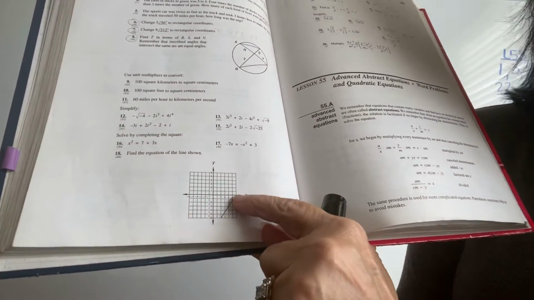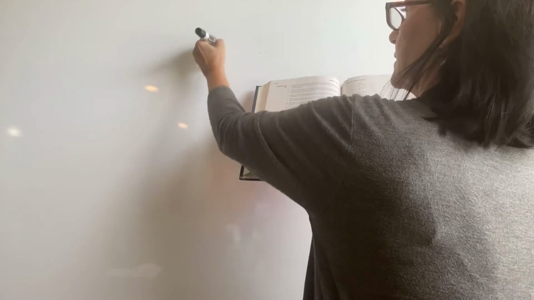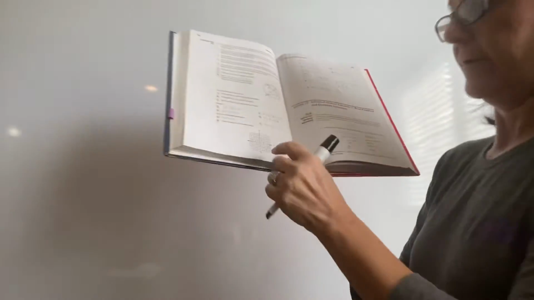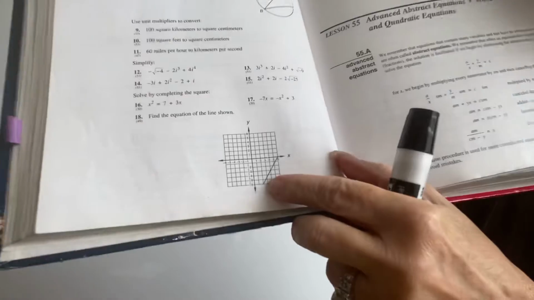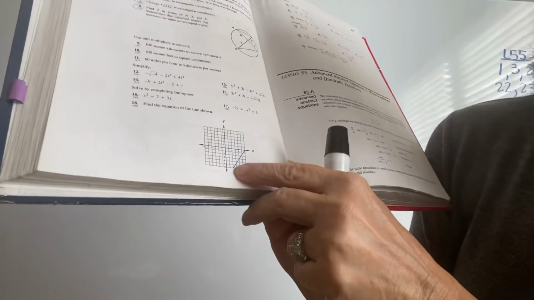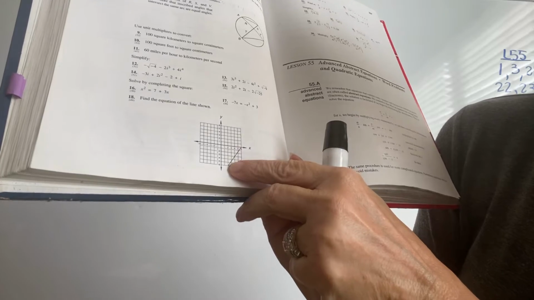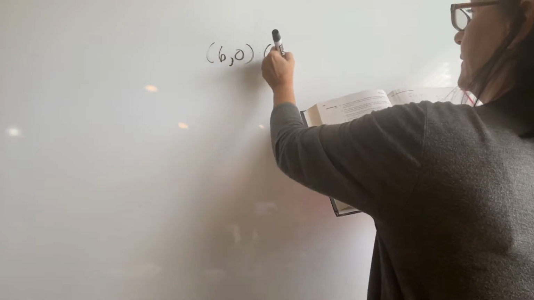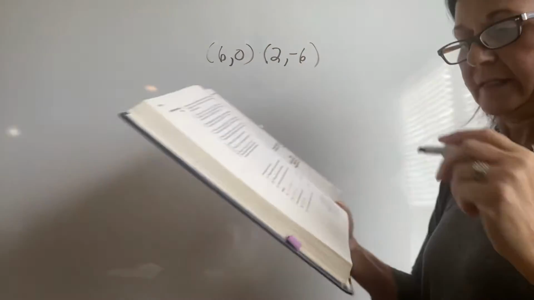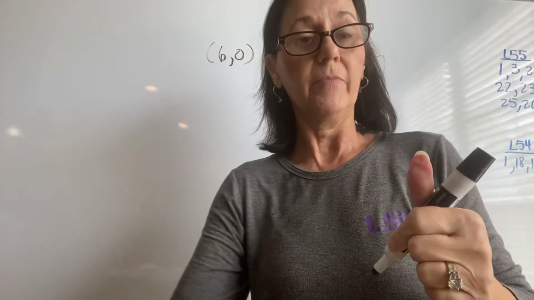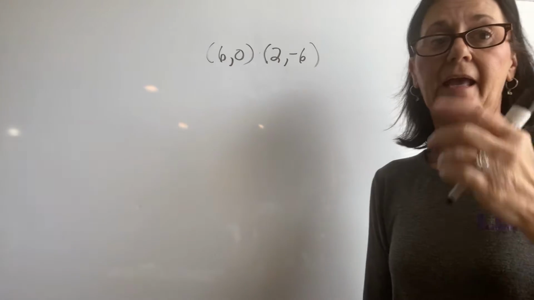So that point is 6, 0. So I know I have 6, 0. And down at the very opposite end is 2, -6. I just always go to the very ends, all right? I need the slope, and then I can get the equation.